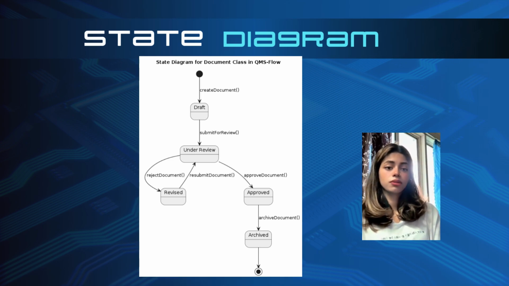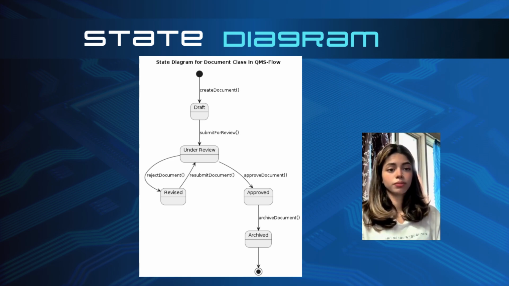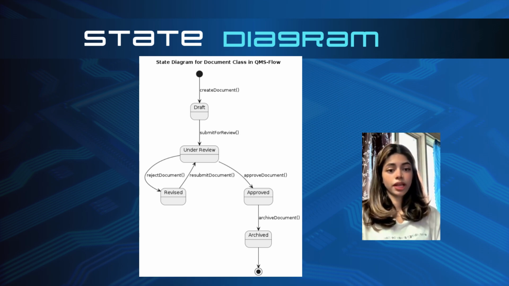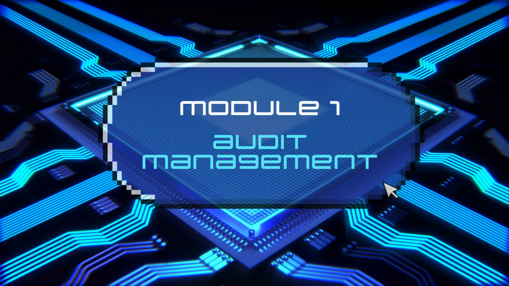Initially, the document starts in the draft state. After submission, the document moves to the under review state for evaluation by the quality manager. If the document is approved, it transitions to the approved state. If corrections are needed, it moves to the revised state, so the modification can be made before resubmission. Finally, outdated or inactive documents are moved to the archive state for record keeping purposes. This process ensures proper document control and supports quality management compliance within the organization.